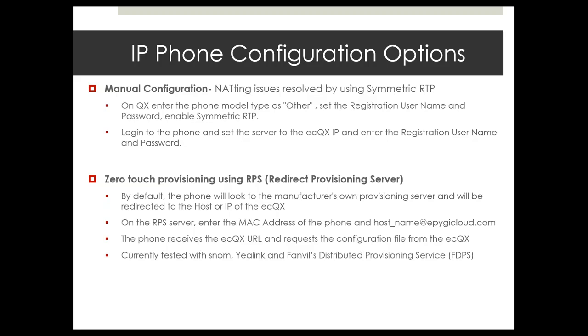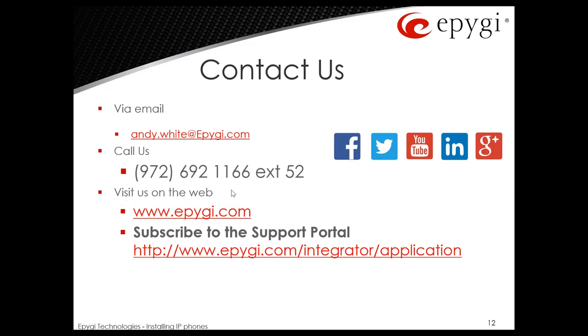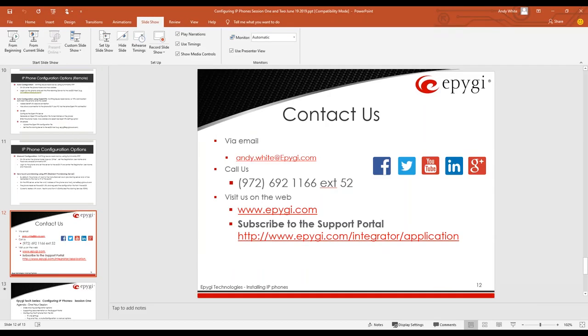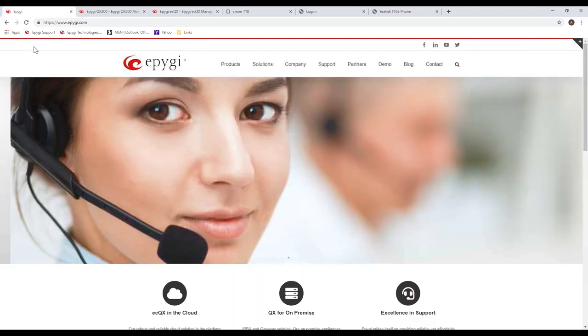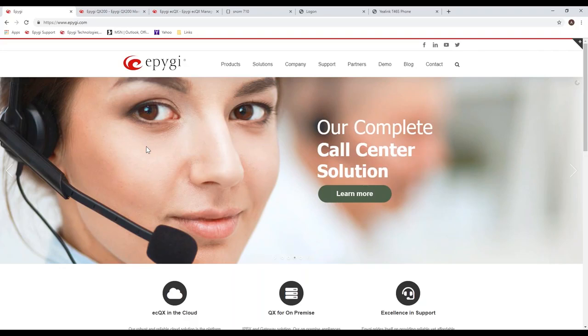All right, the next option will be to manually configure the phone remotely, where you have to manually put the settings into the device. The username and password, you enter the same on the QX, and then you go into the phone and you enter the same information. All right, and so you can manually configure the phone.